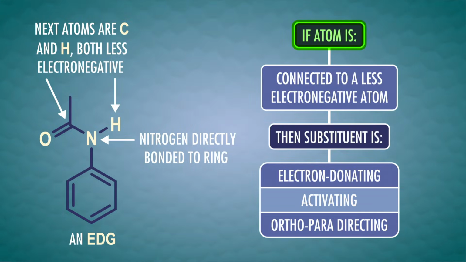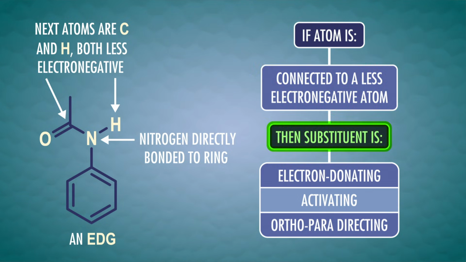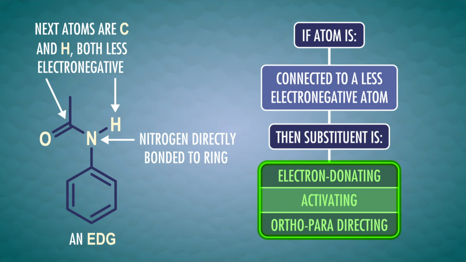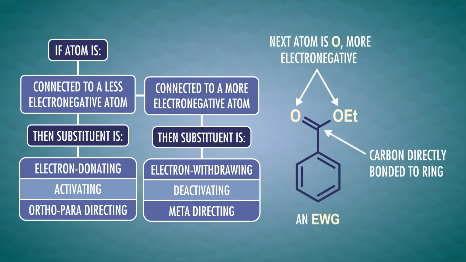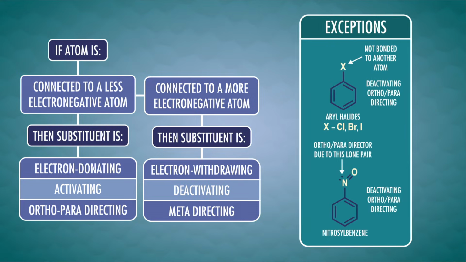Now for the tool. If the atom directly bonded to the ring is connected to an atom less electronegative than itself, the substituent is electron donating, activating, and ortho-para directing. On the other hand, if the atom directly bonded to the ring is connected to an atom more electronegative than itself, the substituent is electron withdrawing, deactivating, and meta-directing. This pattern will get you through most groups on aromatic rings that you meet. There are two pesky exceptions: halogens, which aren't bonded to another atom, and one more that we'll put on screen.